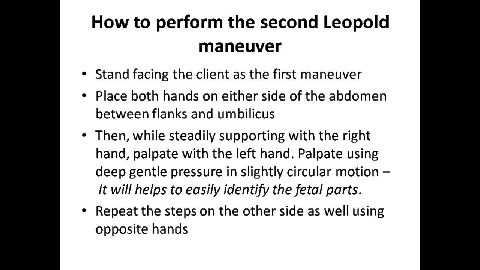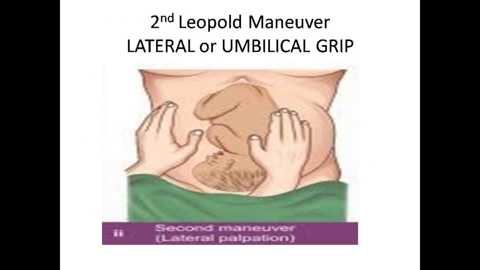Repeat the step on the other side using the opposite hand. For example, if you began by supporting the mother's abdomen with the right hand and palpating with the left hand, reverse the process. Now you support with the left hand and palpate with the right hand. This is how the second Leopold maneuver, or the lateral grip or umbilical grip, is performed.